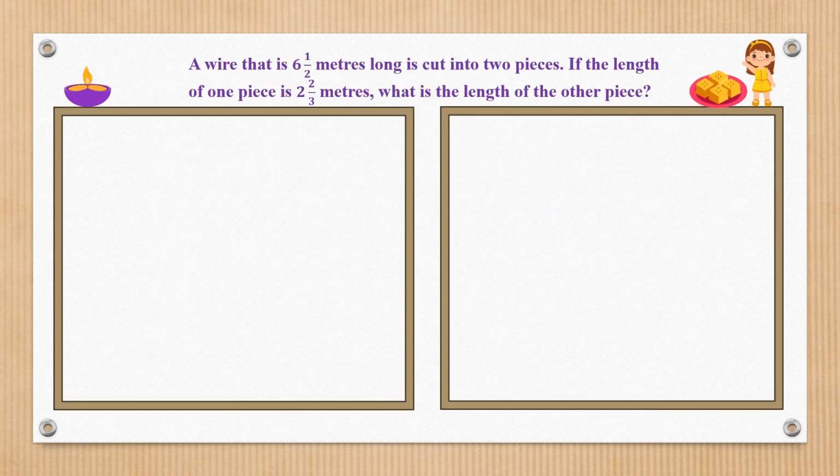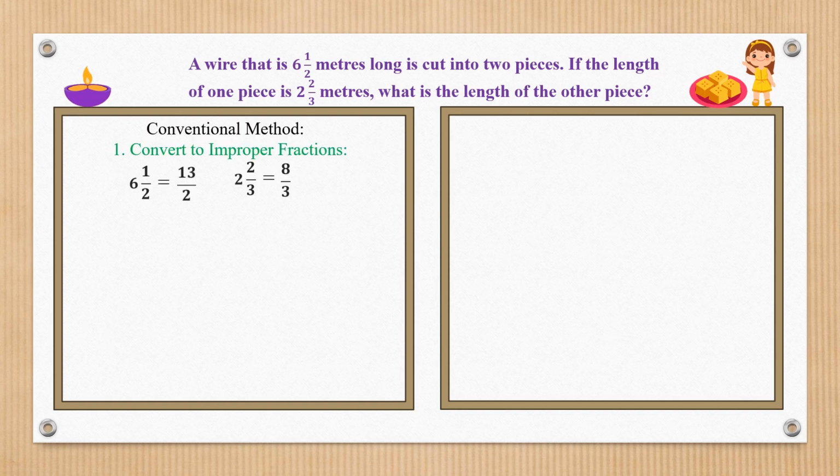Here is question number 1. A wire that is 6.5 meters long is cut into two pieces. If the length of one piece is 2 2/3 meters, what is the length of the other piece? So from the question, it is very clear that it is based on subtraction. We'll do it by the conventional method first.